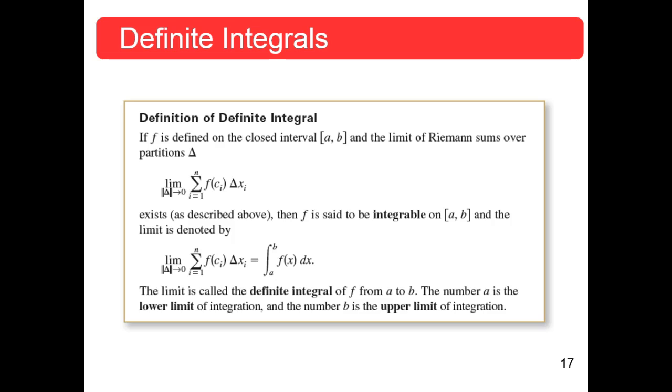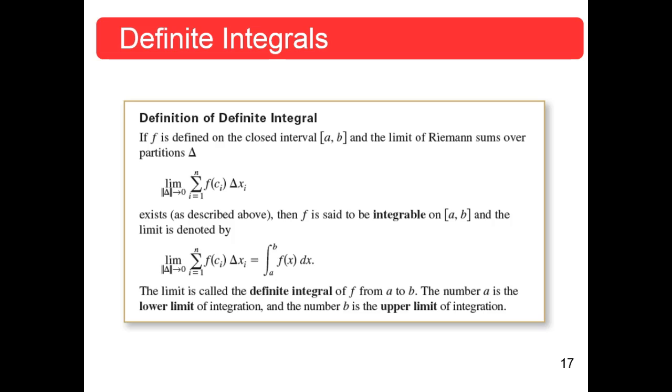The limit is denoted by, and here's where we get our integral. Before, we talked about an integral being an antiderivative, which it is. But here we get a definite integral. The limit is that norm of that partition, the largest element of that partition, going to 0 of the summation from i equals 1 to n of f of c sub i delta x sub i.